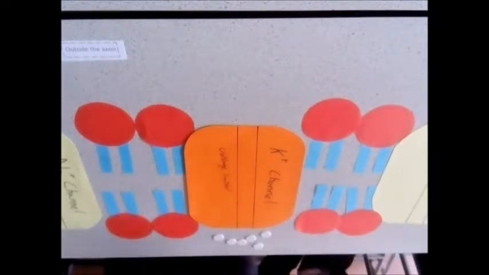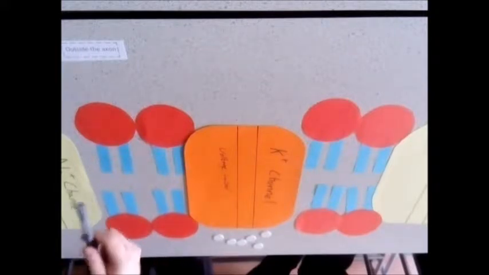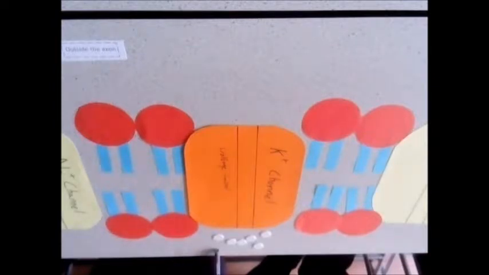So we start off. If this is the axon membrane, that's the outside, that's the inside. The outside has comparatively more sodium ions than the inside, and the inside has comparatively more potassium ions.